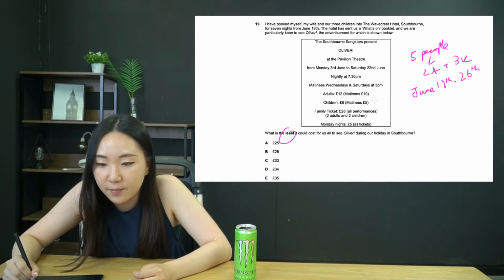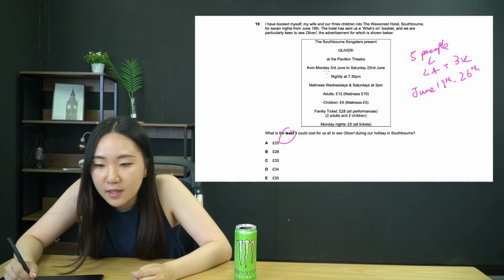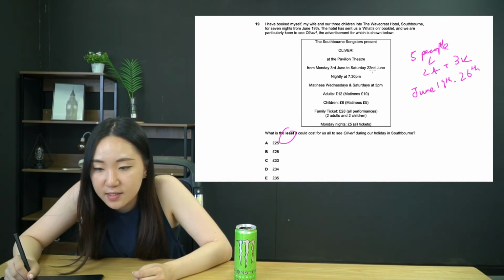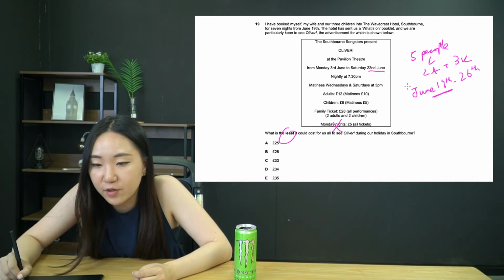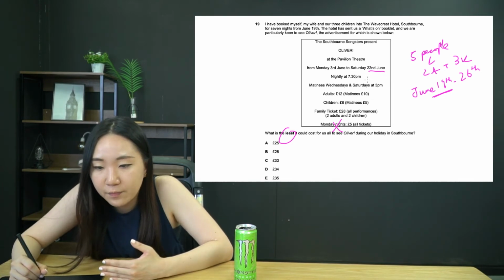So obviously, I'm going to guess it's going to be the matinee that we're after. But the only thing that we have to be looking out for is the family tickets, and also whether we can do the Monday night one. So let's have a look here. Monday 3rd to Saturday 22nd of June. So we can't do Monday if we're arriving on June 19th because it will finish before you get to the Monday. So we can immediately discount that one.